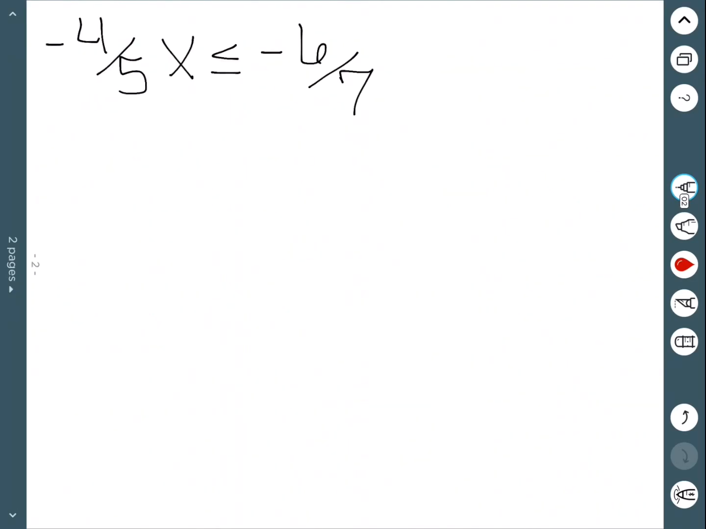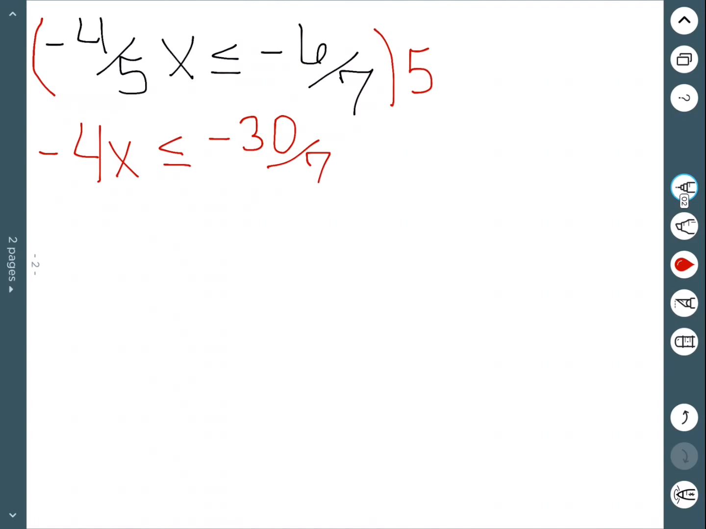Here we have an inequality. Negative 4 over 5 x is less than or equal to negative 6 over 7. We need to solve for x, so we need to get rid of the number in front of x. We can start by multiplying by the denominator on the left, which is 5. This gives us a negative 4x on the left, and then the right would turn into a negative 30 over 7, since 6 times 5 is 30.